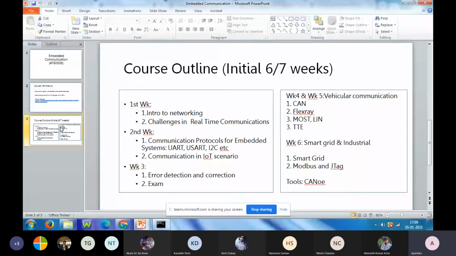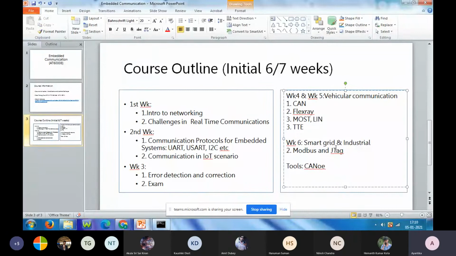Next, we will move to communication requirements and what types of protocols are used in smart grid and industrial communication. There we will talk about typical protocols. One is the general smart grid requirements in terms of communication, which are much different. There are some typical requirements in the smart grid scenario. We will talk about that, and then Modbus, which is required for industrial communication, and JTAG also.